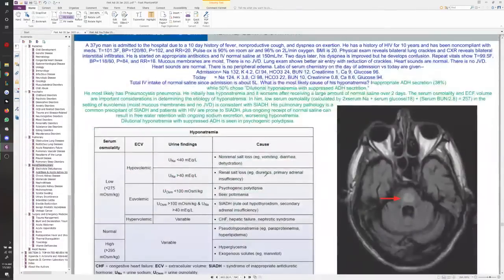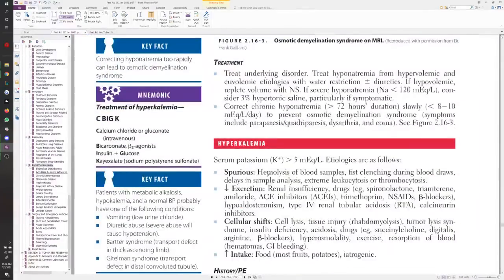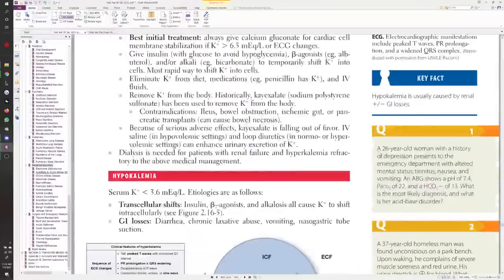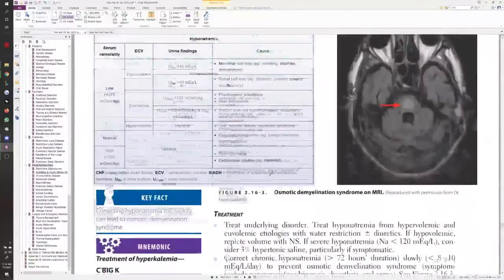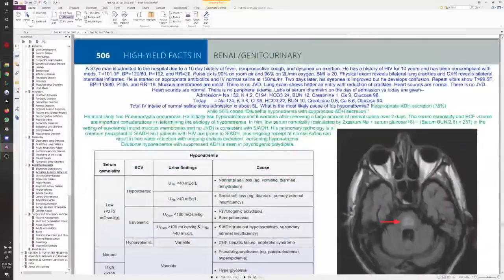Next one. Now from here on, it'll get a little easier. The next few things like hyperkalemia, hypokalemia, they're not as bad as the sodium stuff is. So we have a practice question here. That's great. Let's take a look at it. What is this?